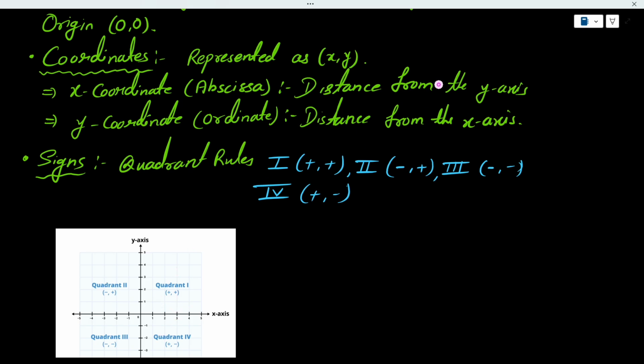And what is the x coordinate? If you will see, it is the distance from y axis, right? So if I'm taking a point here and this is the x coordinate, this is for distance from y axis which is parallel to this, right? So distance from y-axis is your x coordinate. Similarly, your y coordinate is going to be distance from x-axis.